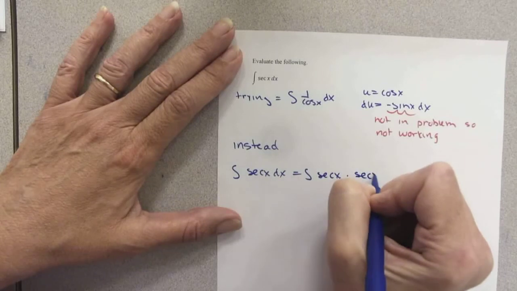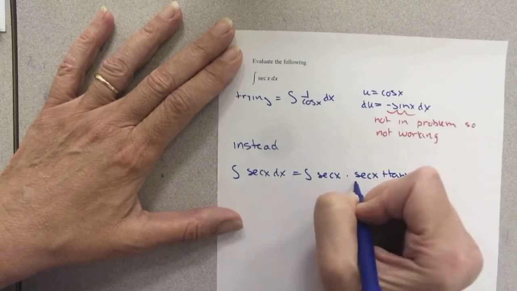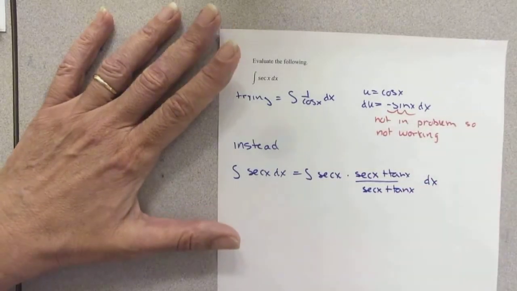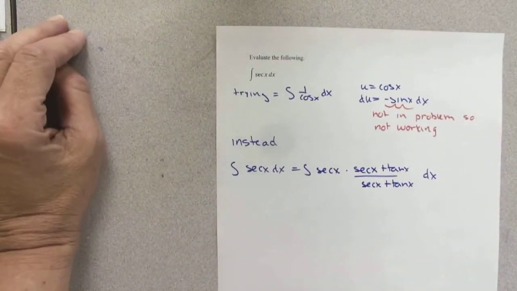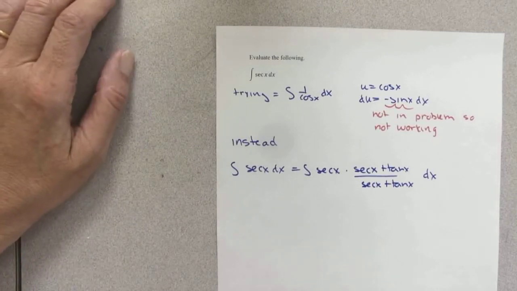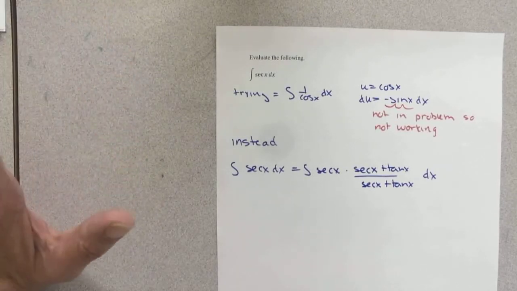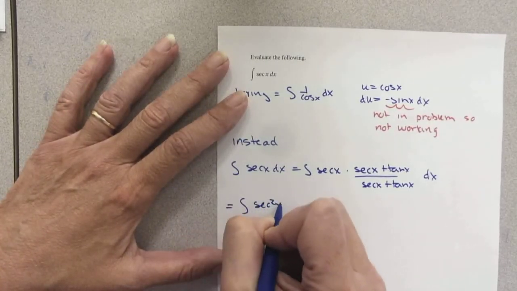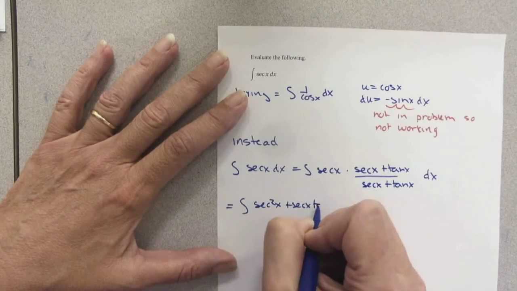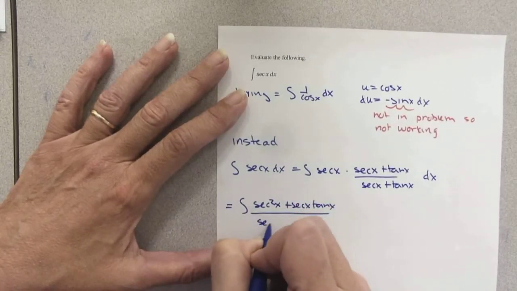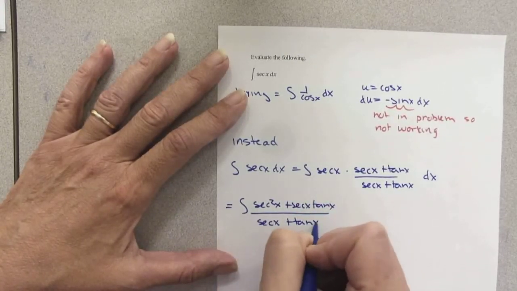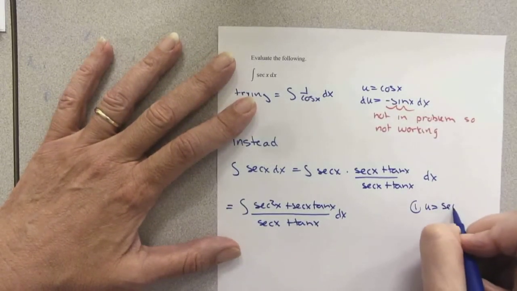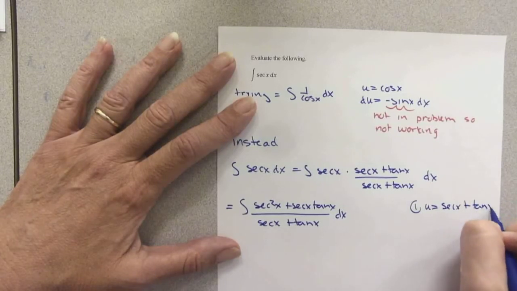I'm going to do this. I'm going to multiply numerator and denominator by secant x plus tangent x over 1. Or secant x plus tangent x over secant x plus tangent x. That's just a version of 1, and so that's perfectly fine. And so then that's going to give me secant squared x plus secant x tangent x over secant x plus tangent x dx. Now, why on earth would I do that? Besides the fact that it is going to work.